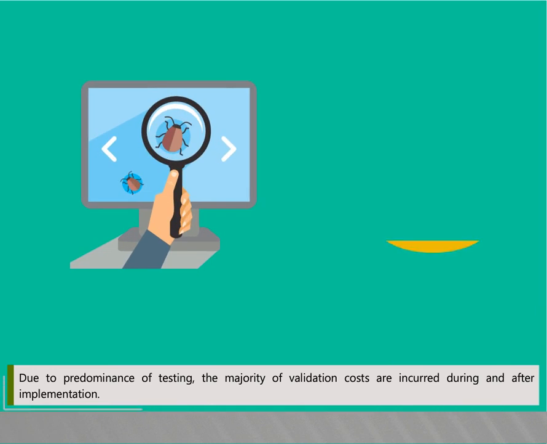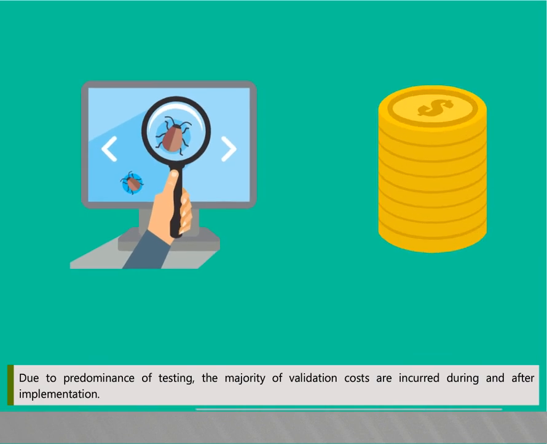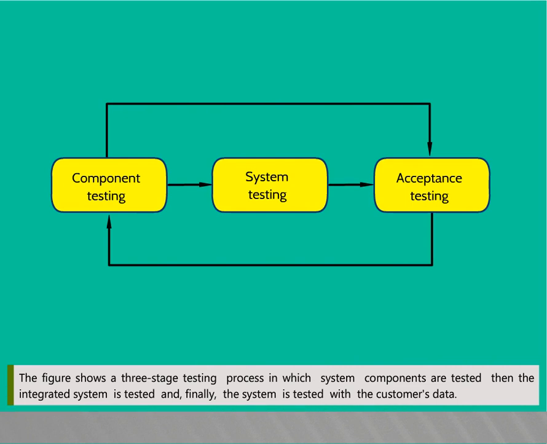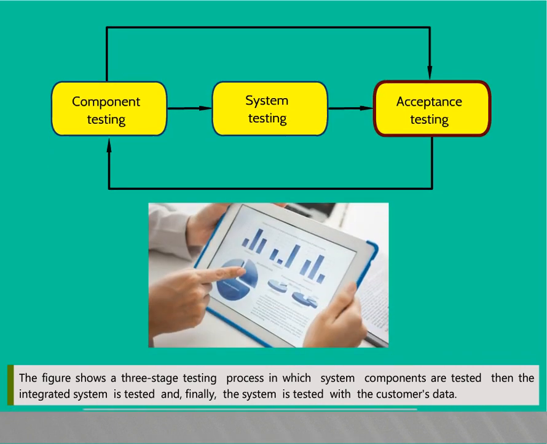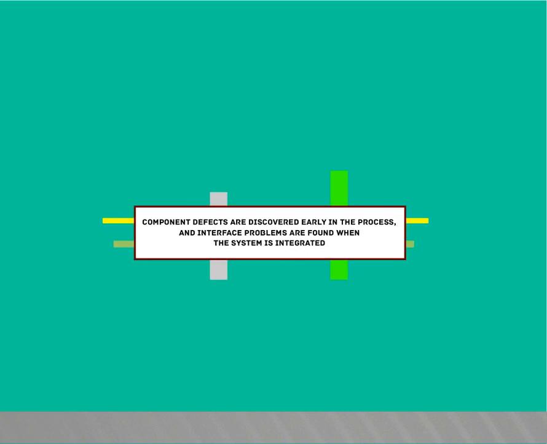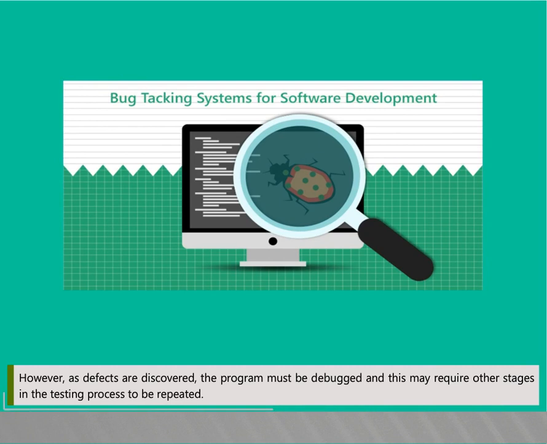Due to the predominance of testing, the majority of validation costs are incurred during and after implementation. The figure shows a three-stage testing process in which system components are tested, then the integrated system is tested, and finally the system is tested with the customer's data. Component defects are discovered early in the process and interface problems are found when the system is integrated. However, as defects are discovered, the program must be debugged, and this may require other stages in the testing process to be repeated.